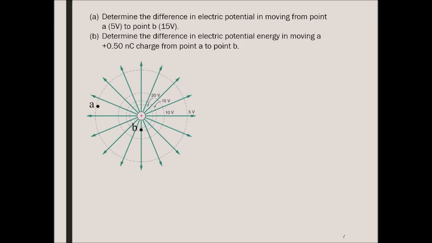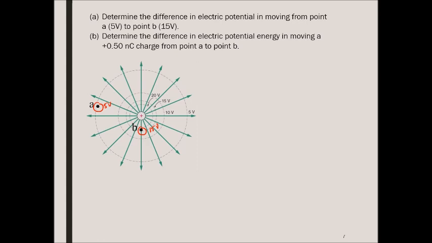We're going to be looking at the difference in electric potential and the difference in electric potential energy between point A and B here, where point A, we're going to call that 5 volts. It's pretty close to the 5 volts, and this one's a little hard to tell. So we're going to call that 15 volts. It might be slightly in between, but we're going to call it 15 volts. So go ahead and give it a try and see if you can get the right answers, and come back to the video after you've tried it, and we'll work it together.